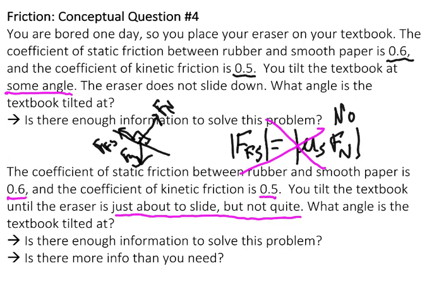We still don't have the mass of the eraser or anything like that, but there actually is enough information to solve now, because we can use this equation: F_fs is now at the maximum, so it will be equal to mu_s F_N, absolute values. There we go.